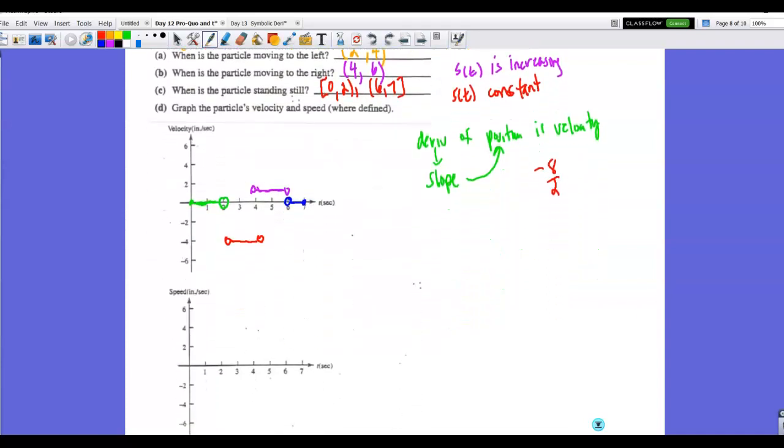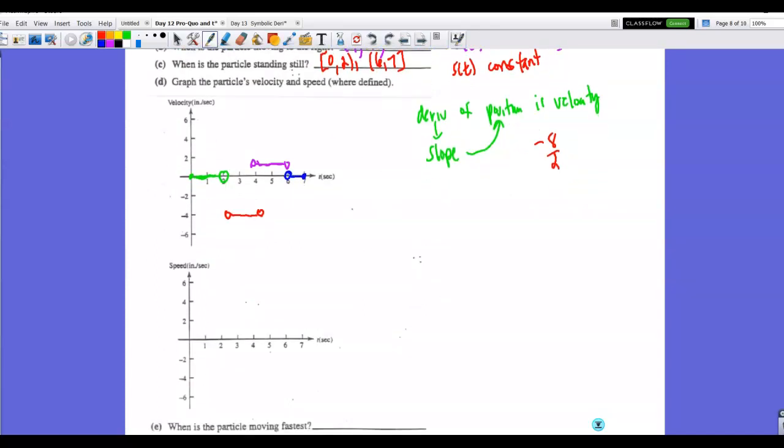Letter E simply wants us to create a speed graph. I'm not going to recreate everything, but let's talk about what speed is. Speed is no one's derivative. Speed is the absolute value of velocity. In other words, it is the velocity without its sign. So if we take the absolute value of velocity, all of the values are going to be positive.